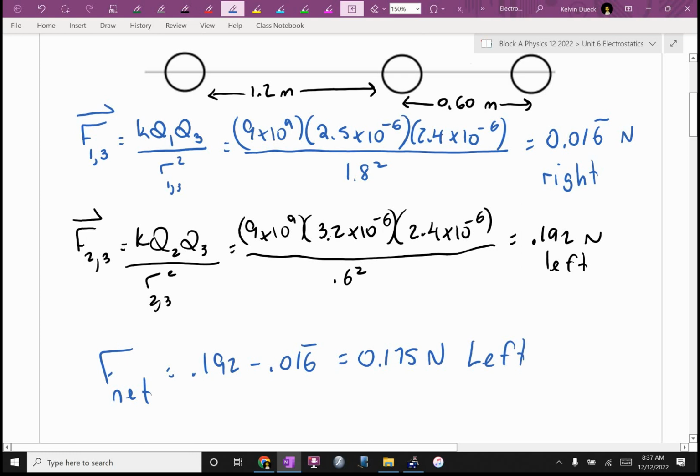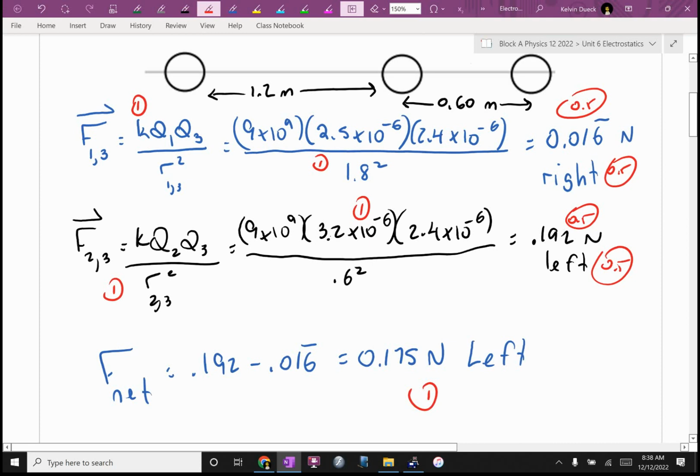By the way, instead of right and left, you could use east and west, but I didn't see a compass rose. I didn't bother putting one, so I used left and right. If you got that, 7 out of 7. Otherwise, I would probably give you something like this. I would give you 1 mark for that, 1 mark for the numbers, half mark for the magnitude, half mark for the direction, and then 1 mark for your final answer. Okay?